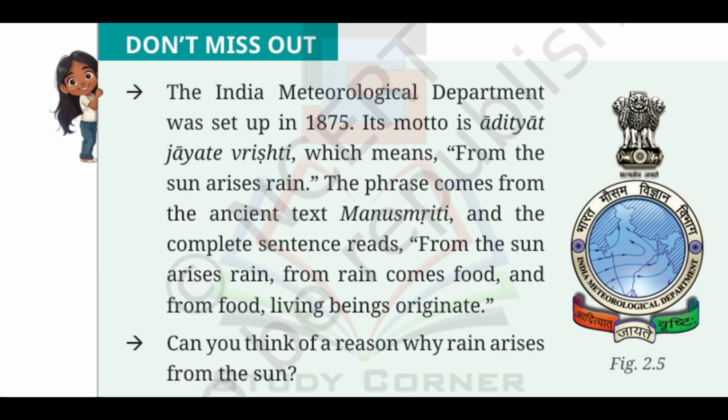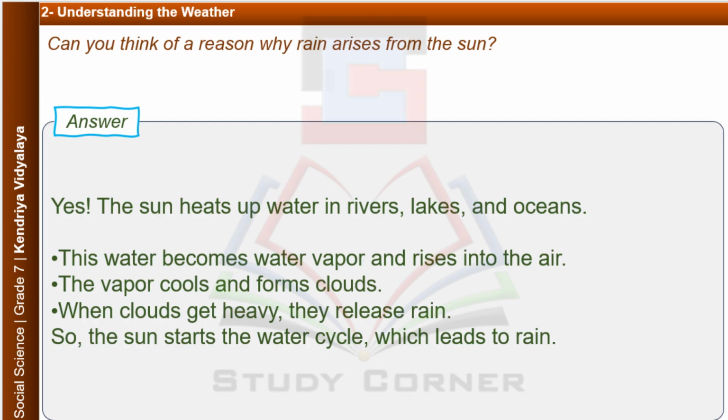Page number 32. Don't miss out. Can you think of a reason why rain arises from the sun? Answer. Yes. The sun heats up water in rivers, lakes, and oceans. This water becomes water vapor and rises into the air.